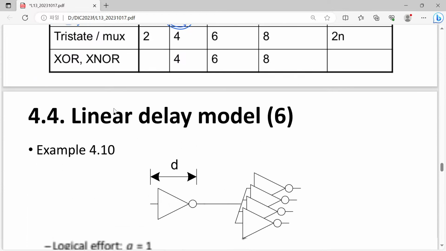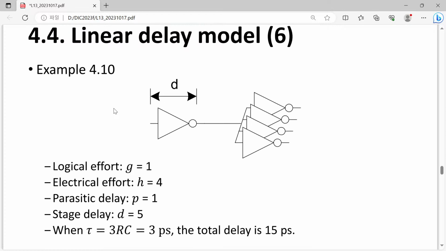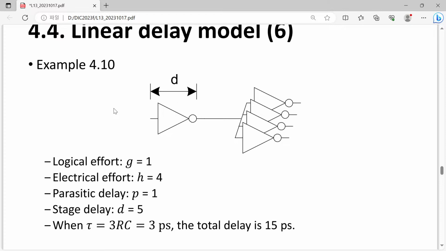Okay? So now, we have only 2 more minutes, but let's try to cover our example 4.10.